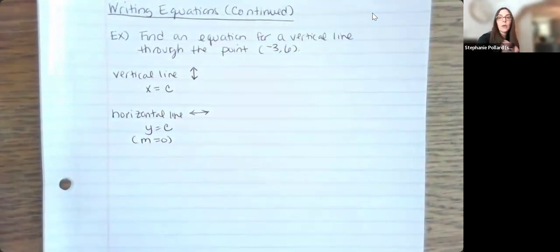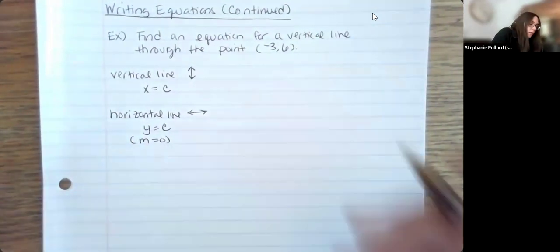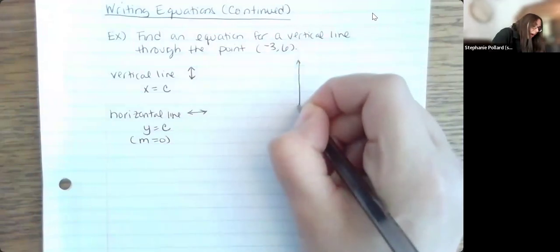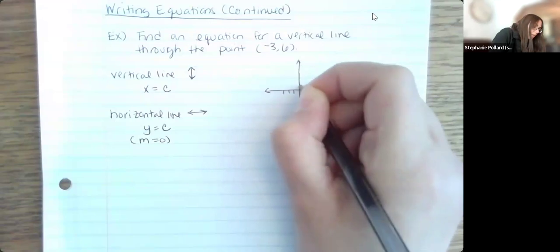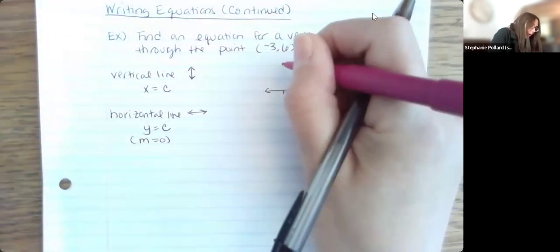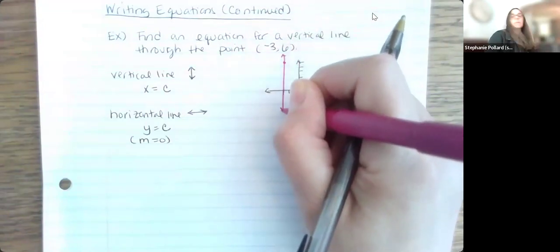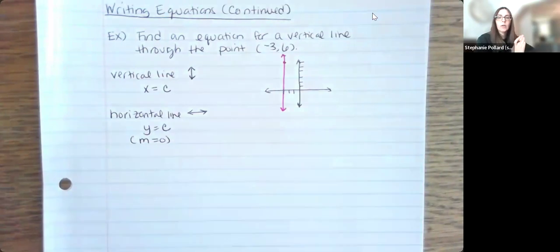So there's a couple of ways that you can think of this. One thing you could do, if it helps you to visualize, is draw a picture. So 1, 2, 3, 1, 2, 3, 4, 5, 6. I'm just doing a really rough picture here. So here's the point -3, 6. A vertical line would just go through it like this. If you look at that vertical line, you can see that the x value is always remaining at -3, right? It's not changing from -3.